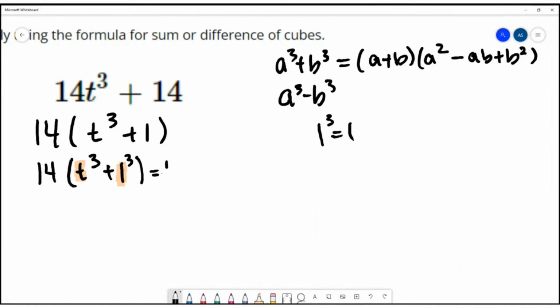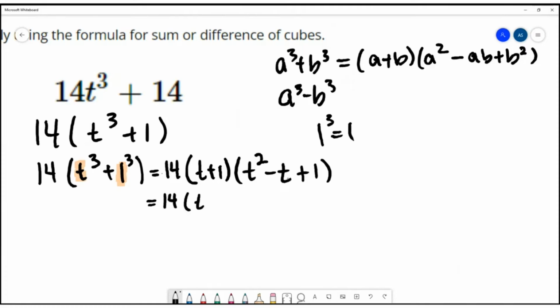If we follow that pattern, we would get 14 times t plus 1 times t squared minus t. This term right here is a times b, t times 1 is t. And then the last term, 1 squared, is 1. So completely factored, we have 14 times t plus 1 times t squared minus t plus 1.